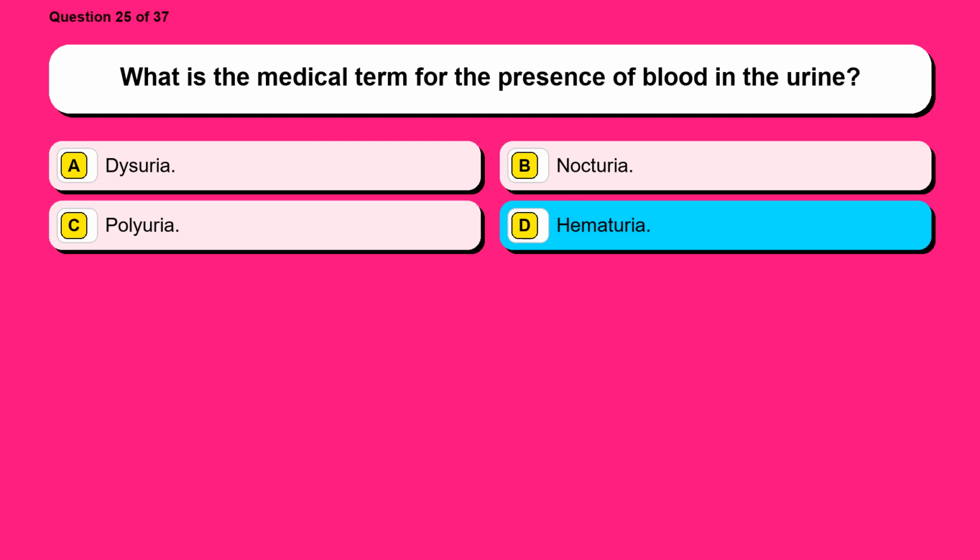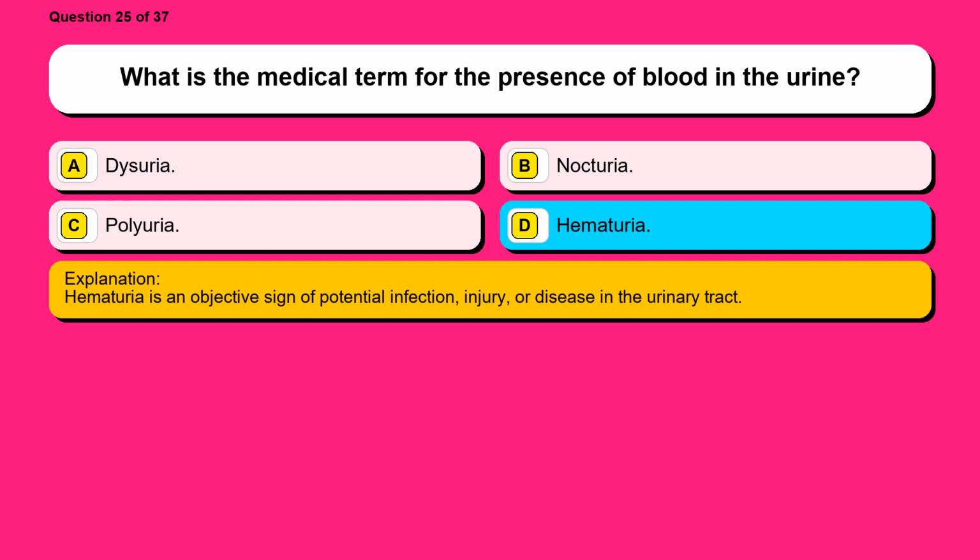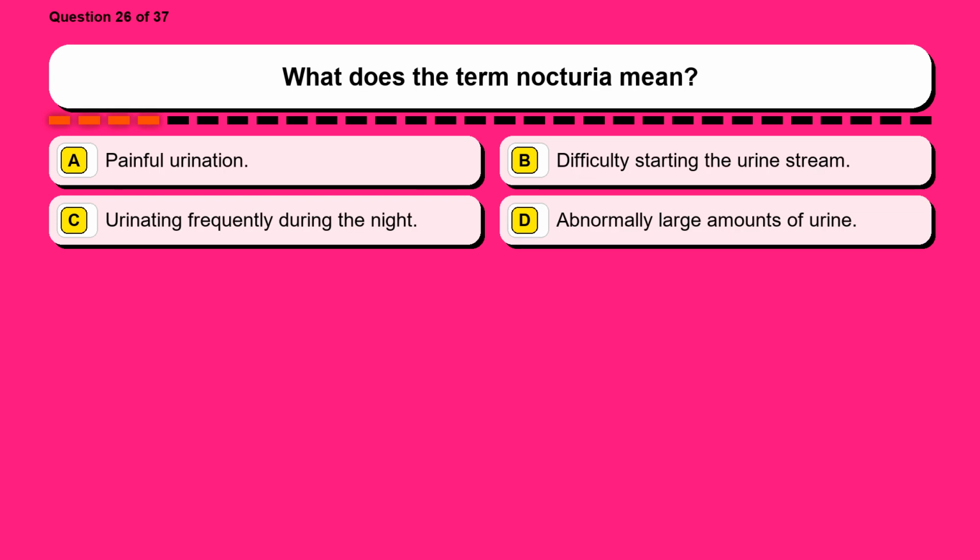The correct answer is option D. Hematuria. Hematuria is an objective sign of potential infection, injury, or disease in the urinary tract. Question 26. What does the term nocturia mean? Option A. Painful urination. Option B. The difficulty starting the urine stream. Option C. Urinating frequently during the night. Option D. Abnormally large amounts of urine.